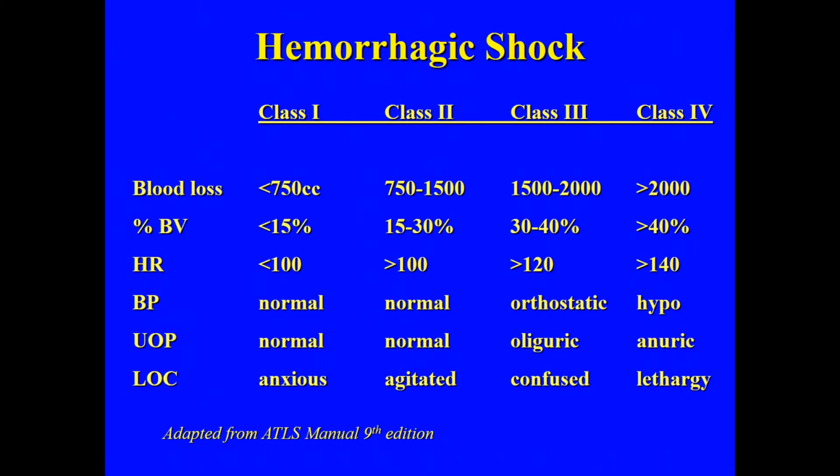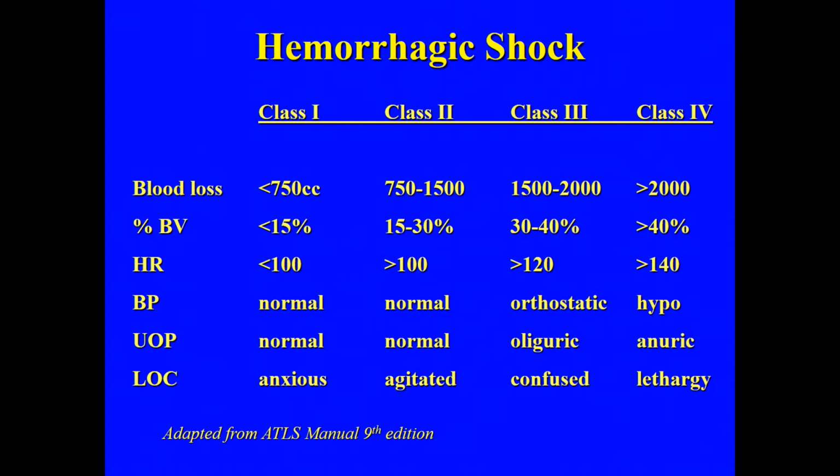With further blood loss, up to 30% of the circulating blood volume, or up to 1,500 cc's of raw volume, is characterized by the second class, or class 2 of shock. Here, resting heart rate is elevated above 100 beats per minute. Blood pressure and urinary output are still normal, but the level of consciousness can be described as agitated, but still oriented.